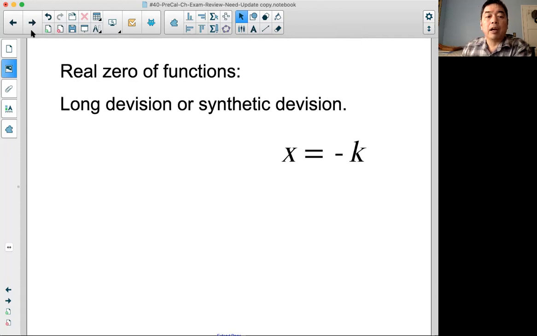Right. The real zeros of functions, it's going to be long division or synthetic division. If they give you y equal x minus k, you have to treat k as the divisor in the synthetic division. Okay, I hope you remember what I'm talking about. Or maybe long division, you can put x minus k and plug in. That might be easier for you. That will come with the same solution. Okay. Right.